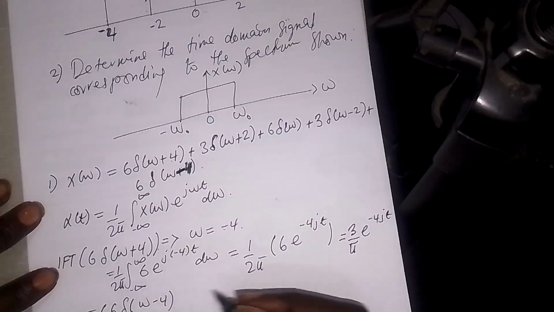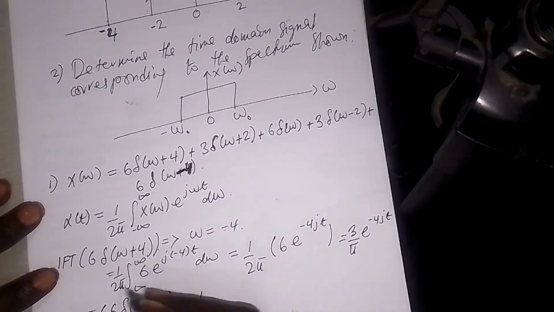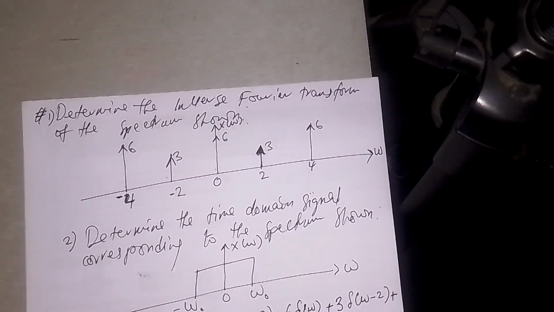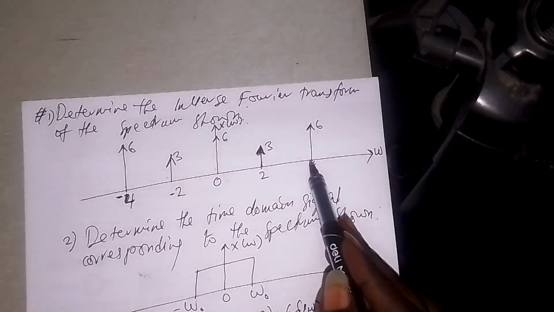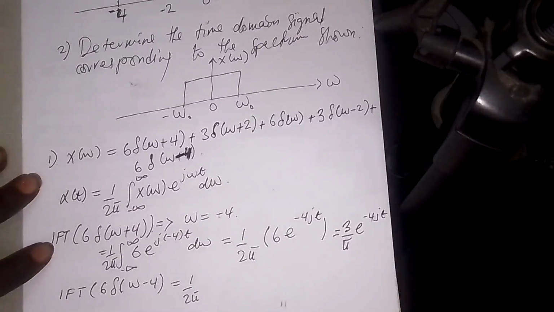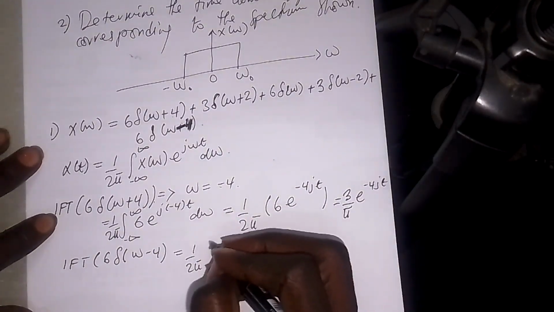I'm doing the inverse Fourier transform for it. Similarly to this one, I'll have 1 over 2 pi. My integration doesn't matter, because it's an impulse. Impulse doesn't occur within intervals. It occurs at a single point. If it's occurring at a single point, then why should we bother to do integration there? There's no integration needed. So here it's going to be what?